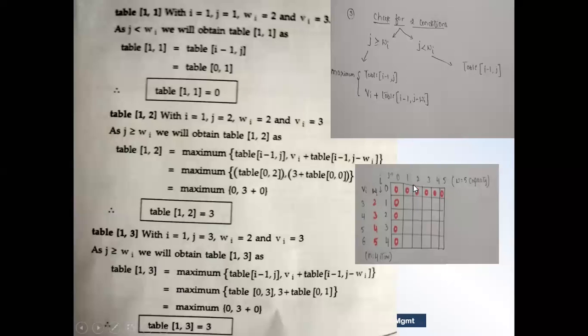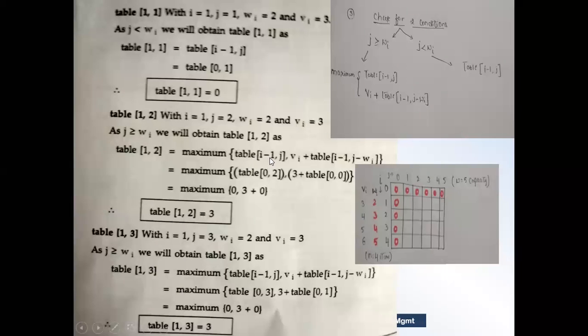Table of 1 comma 2 we will start filling. With table of 1 comma 2, the value of I is 1, the value of j is 2, wi is again 2, vi is 3. For all the blocks in the second row, the value and the weight will remain the same, 2 and 3. Now check j. J is 2. 2 is equal to wi, which means the first condition, j is greater than or equal to wi, is given. So this condition holds true. Now start applying this.